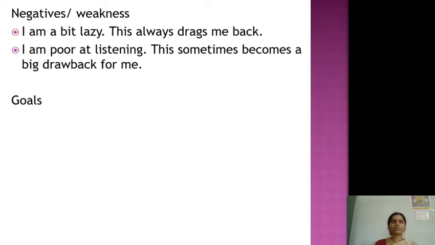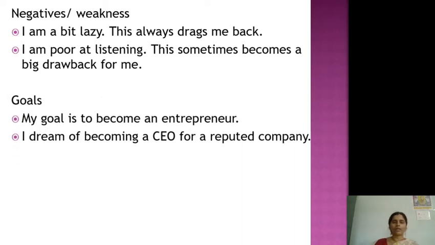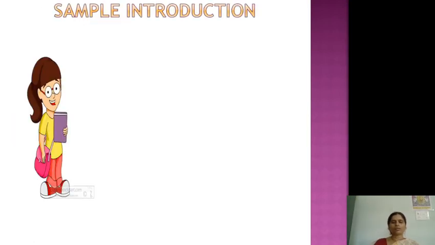And when it comes to goals, every one of us will have some goal in our life. When you want to express that, you make use of expressions like: my goal is to become an entrepreneur, and I dream of becoming a CEO for a reputed company. In that way, you may have your own dreams and your own goals. So my goal is, my dream is of becoming so and so. These are a few examples which you can make use of while you are constructing the sentences of your self-introduction.